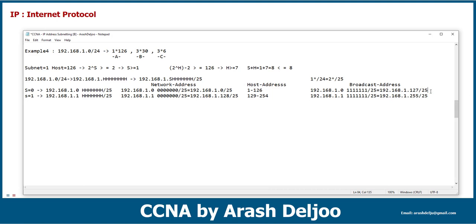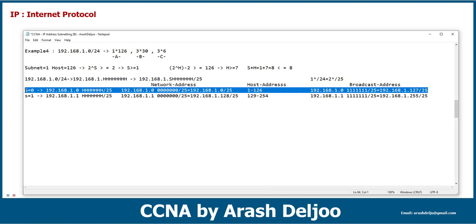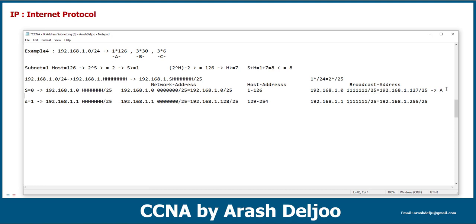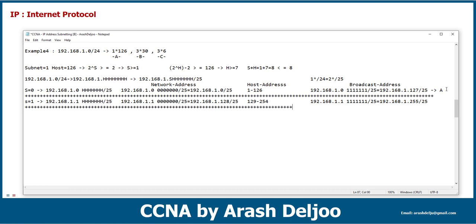We are using the first subnet for the first requirement, requirement A. Let me write here, this is for requirement A. This is the one network with 126 IP addresses. Now we have another network. We can use this next network for creating new subnets for the other rooms, other networks. Look at here, this is the network we have now.